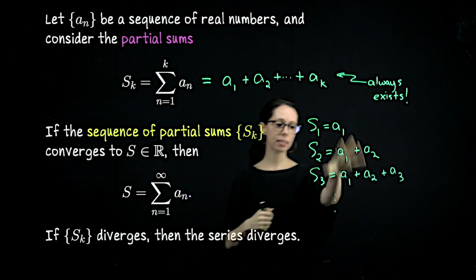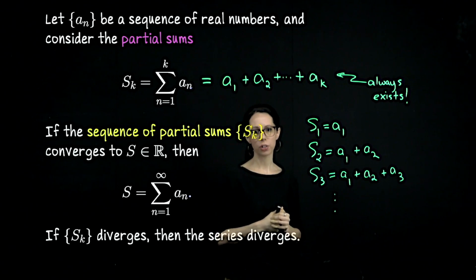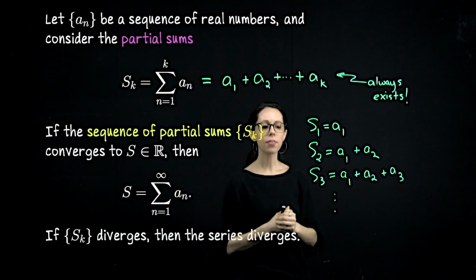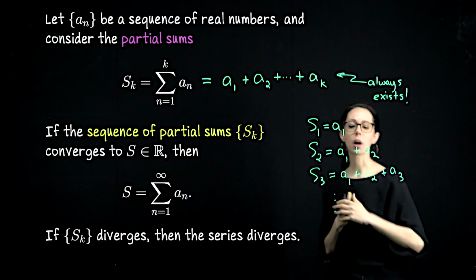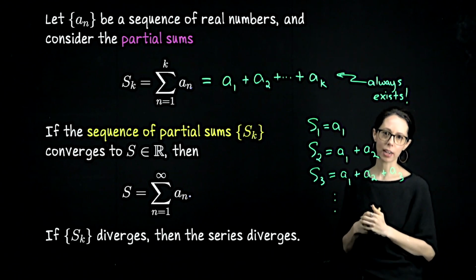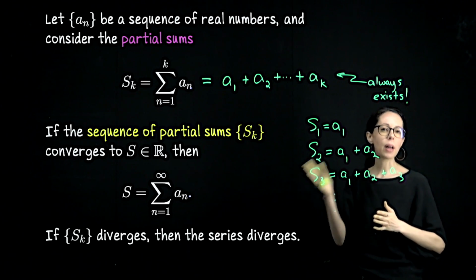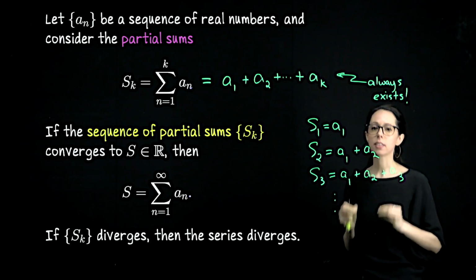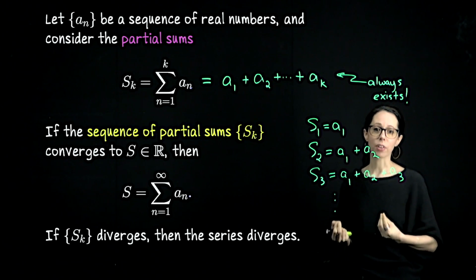So we look at the sequence and we say, does the sequence of partial sums converge? If it does, the series converges. If, on the other hand, this sequence of partial sums does not converge, because perhaps it grows to infinity or shrinks to negative infinity, or it bounces back and forth between numbers, something like that, then the infinite series does not converge. We say that it diverges.